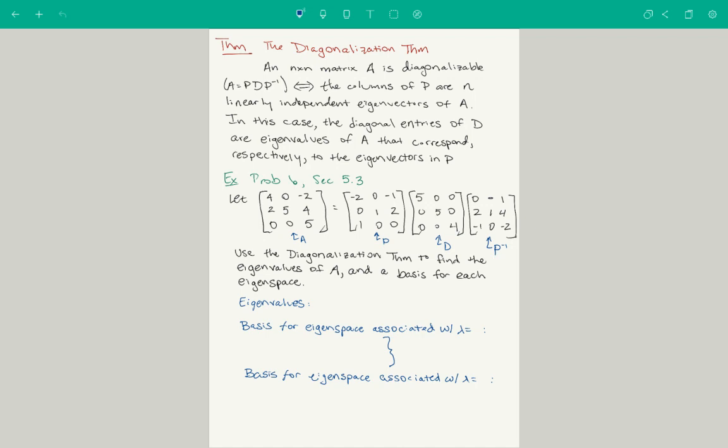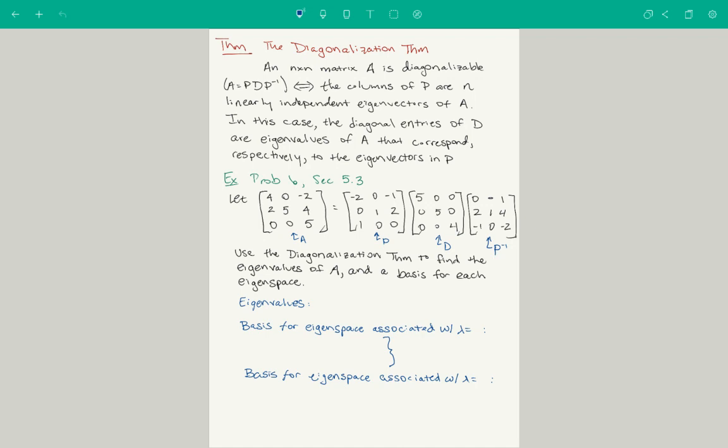So this is problem 6 from section 5.3, and it has an already factored matrix A, and it's asking us to find the eigenvalues of A and find a basis for each eigenspace. That's another way of saying find linearly independent eigenvectors, right? Because if we have linearly independent eigenvectors that match the dimension, then they automatically also span. And so they're a basis. This is the basis theorem from section 2.9, I think. All right, so let's start with the eigenvalues.